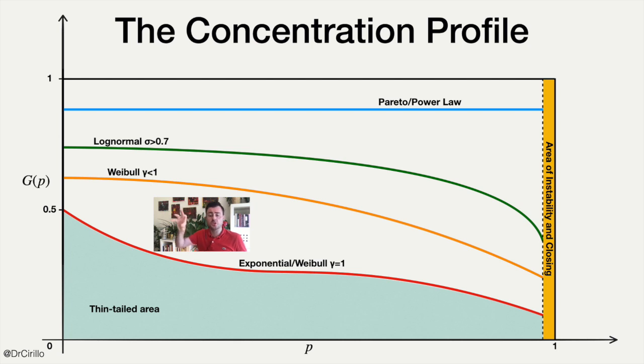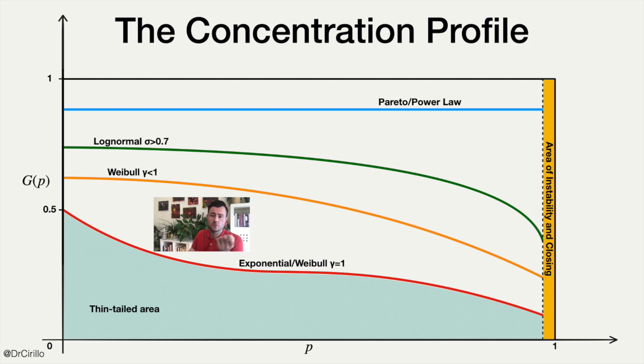Why? Because the Gini of the Pareto is independent from the quantity p. So G of p is always the same. It's just a ratio of the alpha parameter of the Pareto. So it's a constant line. Conversely, other distributions have a different behavior.